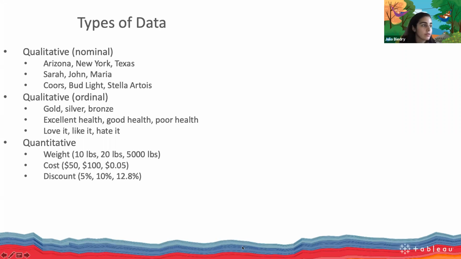Types of data. Okay, so we have three major types of data here: qualitative or nominal, qualitative or ordinal, and then quantitative. In Tableau, we tend to look at these things in two different ways. We look at our quantitative data as measures, which I'll explain a little bit more later. And we look at our qualitative data as dimensions. However, within the category of dimensions, we have nominal data, like, for example, names of states, names of people, or names of products. And then we have ordinal qualitative data, which are kind of degrees, for example, excellent, good, or poor, love it, like it, hate it. So it's more of a range or a spectrum there.